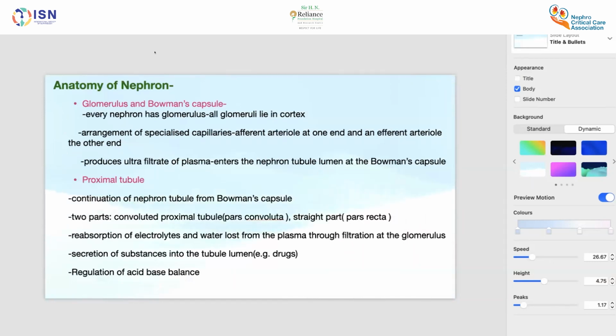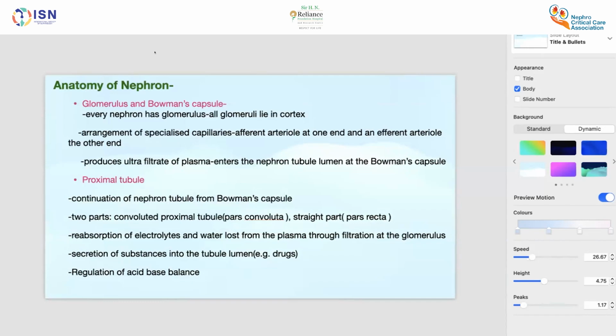Anatomy of the nephron: the glomerulus and the Bowman's capsule. Every nephron has a glomerulus and all glomeruli lie in the cortex. Specialized capillaries are arranged inside the Bowman's capsule, which has an afferent arteriole at one end and an efferent arteriole at the other end. This produces an ultrafiltrate of plasma that enters the nephron tubule lumen at the Bowman's capsule. The proximal tubule is a continuation of the nephron tubule from Bowman's capsule. It has two parts, the convoluted proximal tubule, the pars convoluta, and the straight part, the pars recta.